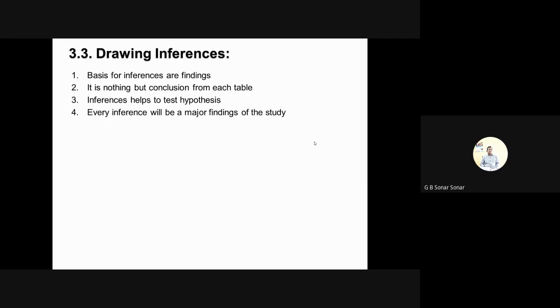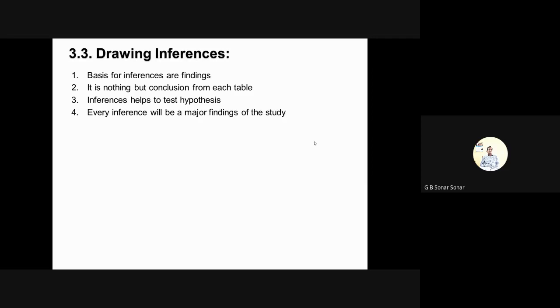And the third part of any analysis and interpretation is drawing inferences. Inference is nothing but drawing conclusion from each table or each statistical test. So for drawing inferences, the basis will be the findings or major findings. It is nothing but concluding what the table is speaking about. And drawing inferences also helps to test the hypothesis, because the logical assumptions we made in the methodology chapter need to be tested.